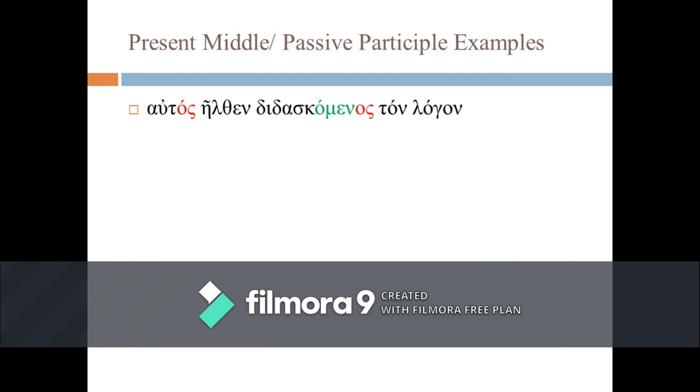Didaskomenos here is middle passive, that omen tells us that. And in the present, it's usually going to be passive. The verb that it comes from is didasko, to teach. So our translation is going to be: he went being taught the word.